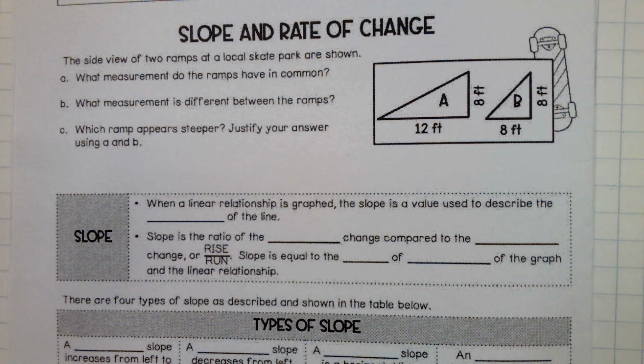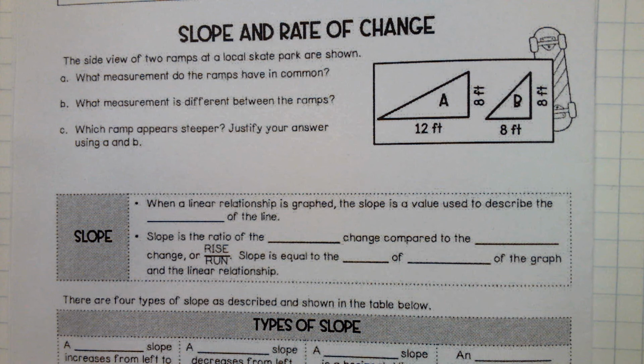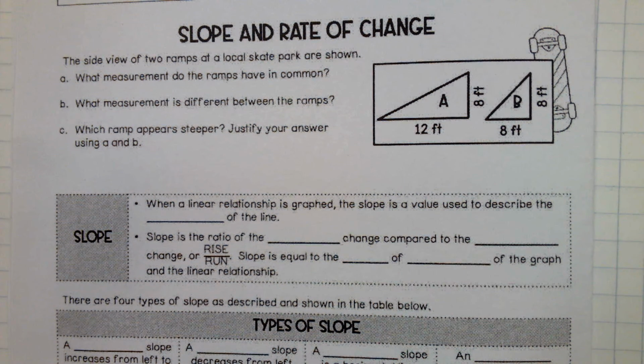So today we're going to look at this rate of change and call it a slope. Let's begin with this first example that they're showing us to get the idea going. It says, the side view of two ramps at a local skate park are shown. So this is the side view of two ramps.